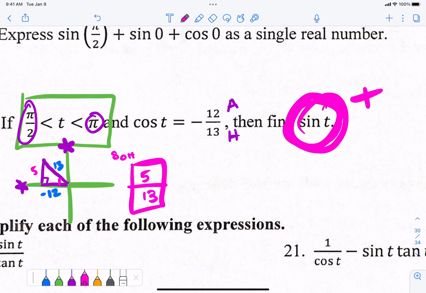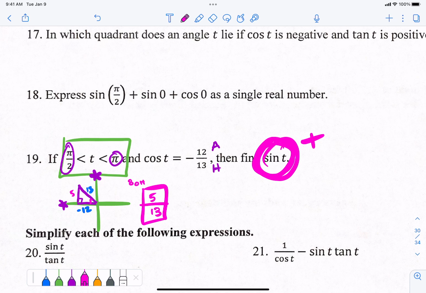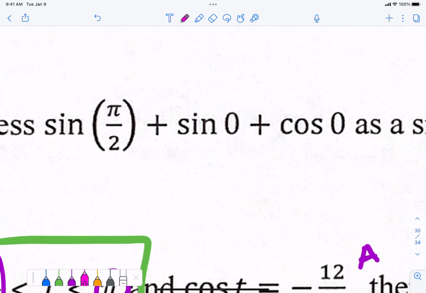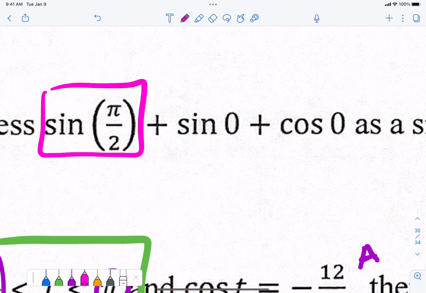Okay, what are they asking for in 18? Adding them up together. Kind of, yeah, you're right. What is sine of pi over 2? How do I find that? Look at your chart. Look on your unit circle. Sine is the y coordinate. What's the y coordinate of pi over 2?